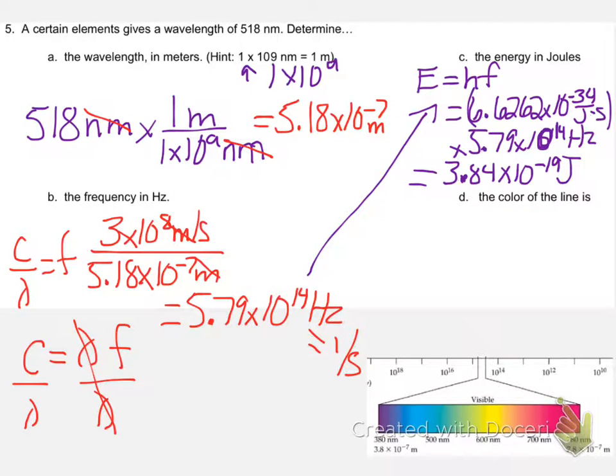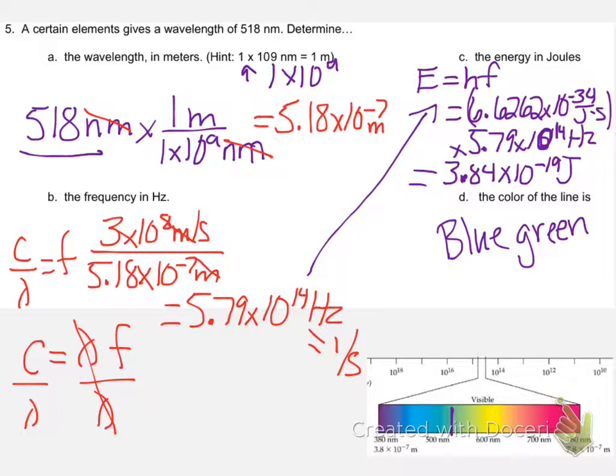Now, I've added a visible spectrum to help us decide what color this wavelength would be. Now, the best help for us is going to be to look to the original wavelength we were given as 518 nanometers. We take a look here. 518 would probably fall in this range or so. So we could say that it is a kind of blue-green color based on the wavelength that is here.